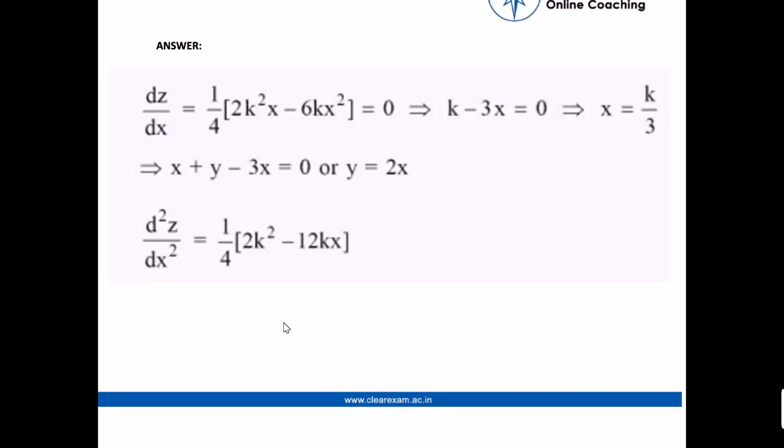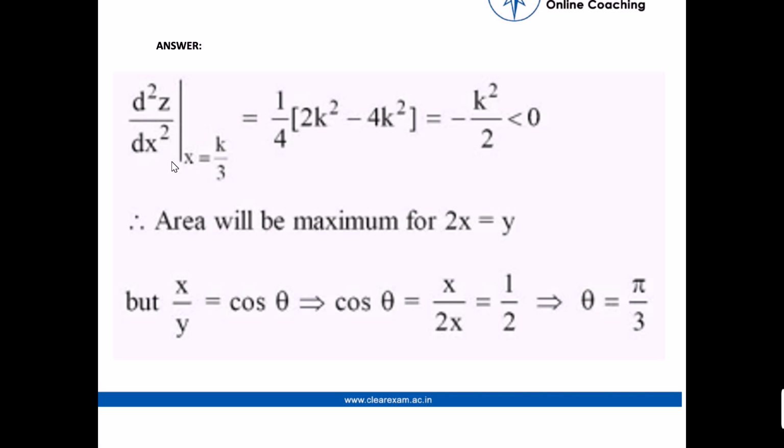After that, we can just differentiate it. After differentiating, we get 1 by 4 into 2k square x minus 6k x square, which is equal to 0. So we can write it as k minus 3x is equal to 0. So x will be k by 3. So x plus y minus 3x is equal to 0, or we can write it as y is equal to 2x. Further differentiating it, we get d square z by dx square is equal to 1 by 4 into 2k square minus 12kx.